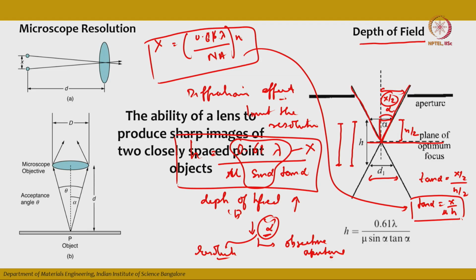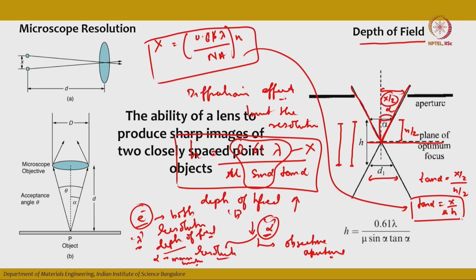Instead of light, if you use electrons for imaging, then it improves both the resolution, because your lambda is very small, and also the depth of field. It means that if you use an electron source for imaging, you will have a high resolution because of the lower lambda, and the depth of field will be very good because your alpha will be lower. So this is called depth of field.